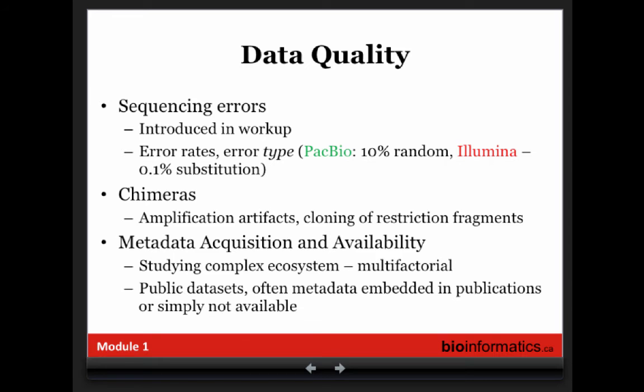So we'll see a little bit how you can remove chimeric sequences later. So the third data quality issue has nothing to do with sequence quality, but with the metadata quality.